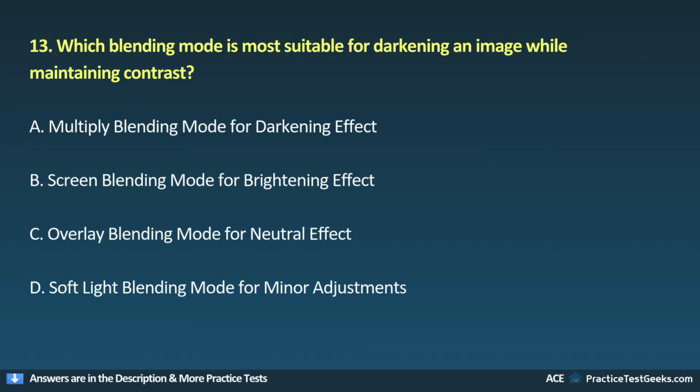13. Which blending mode is most suitable for darkening an image while maintaining contrast? A. Multiply blending mode for darkening effect. B. Screen blending mode for brightening effect. C. Overlay blending mode for neutral effect. D. Soft light blending mode for minor adjustments.